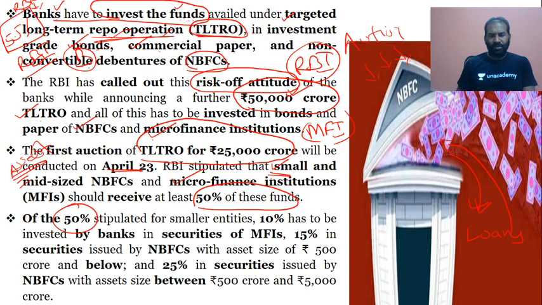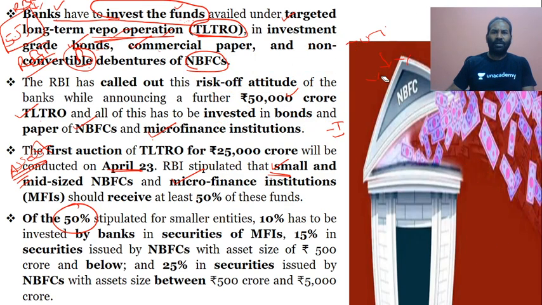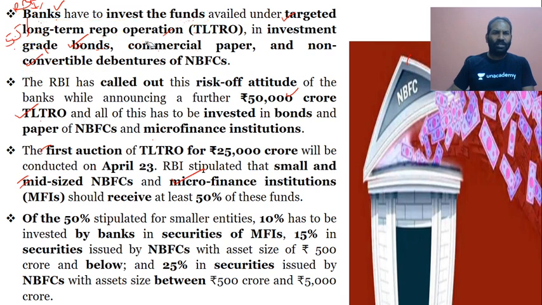When you are talking about auction, what I was saying is that the banks will invest the funds, and when the banks are investing the funds through the LTRO, that is, long-term repo operation, this long-term repo operation is done by the RBI. It is a new kind of instrument the RBI has come up with to provide liquidity.